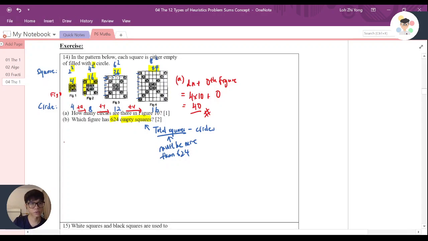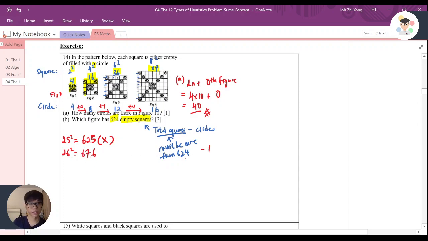Okay, let's try it out. How about 25 square? So let's press on the calculator. 25 times 25 is 625. You can see that this 625 is a number that is more than 624, right? But we know that for sure, when there's 625 total squares, it couldn't be minus 1 circle only, right? So this is impossible. Then how about 26 square, the next perfect square? Press on calculator. 26 times 26 is actually 676.